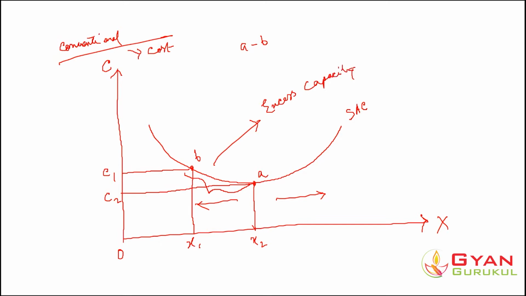That means if the firm is operating at point B, it has this much excess capacity available to it, or BA amount of excess or unutilized capacity at its disposal. It can increase its output towards point A. So this difference between the optimal plant size and the prevailing or working plant size denotes the excess capacity of the firm in the short run.